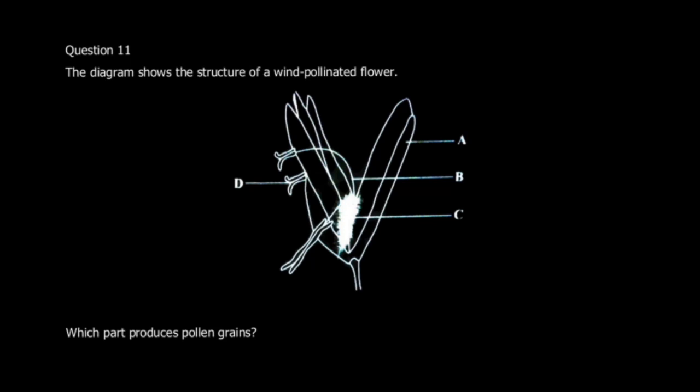Hey guys, let's continue from question 11. It says the diagram shows the structure of a wind-pollinated flower. And this is the structure here, okay? And you're asked which part produces pollen grains.